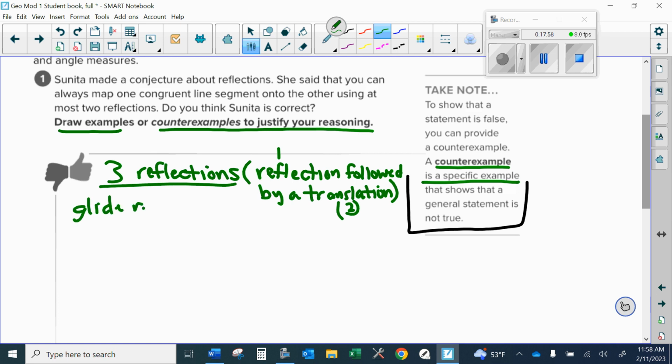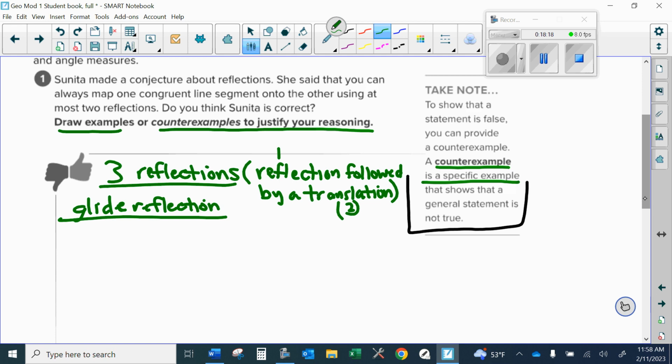This book doesn't talk about that. So I'm just having to tell you that. But that would be an example, because she's saying you can get from one to the other with only at most 2, meaning 1 or 2. No, if I do a glide reflection, it would take 3.